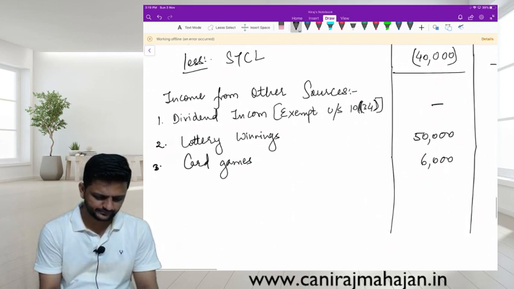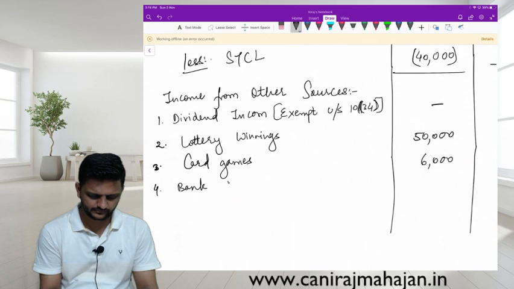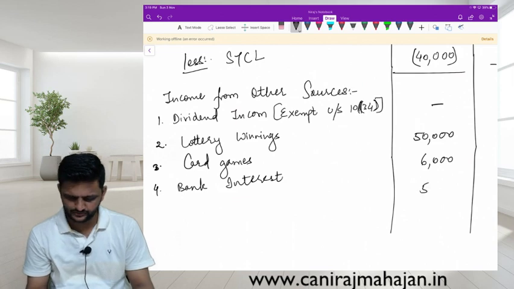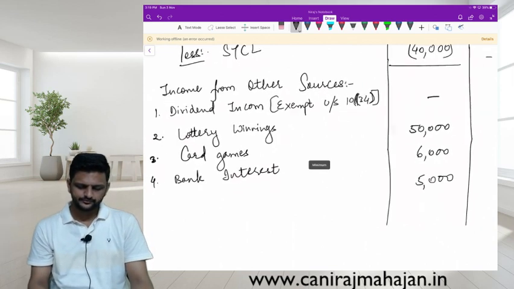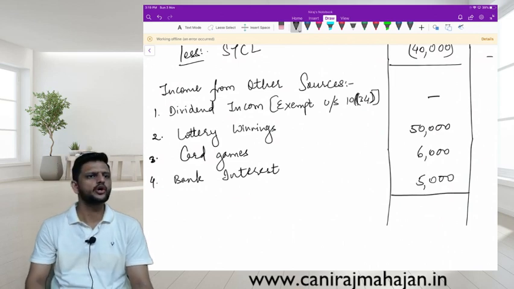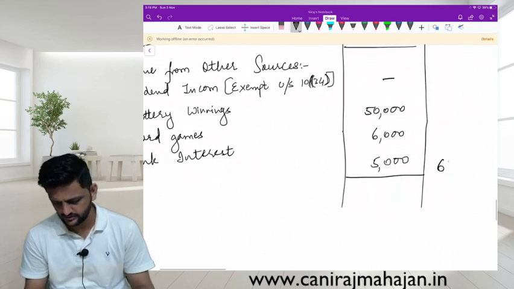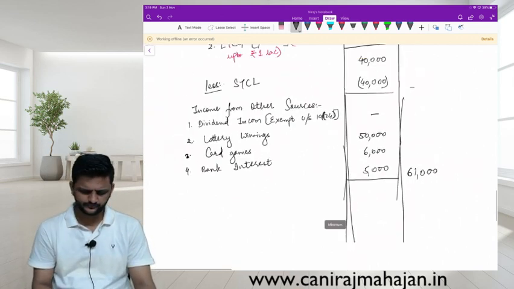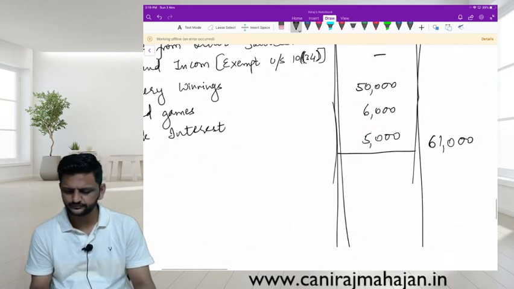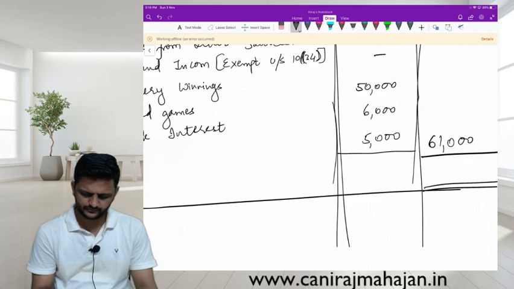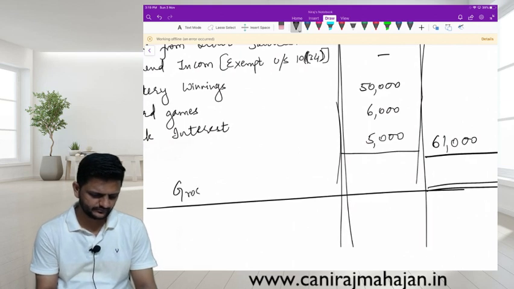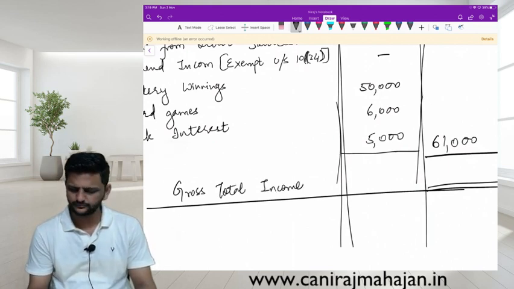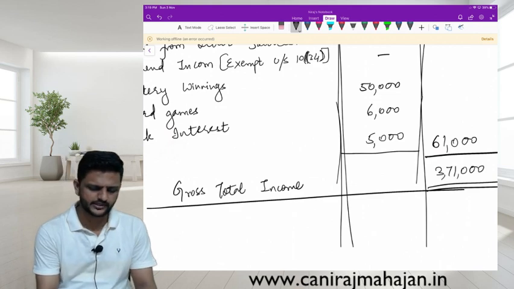Bank interest, 5,000. So income from other sources is 61,000. There is no loss to be set off right now available. How much did this come to? 3 lakh. Gross total income: 3,71,000.